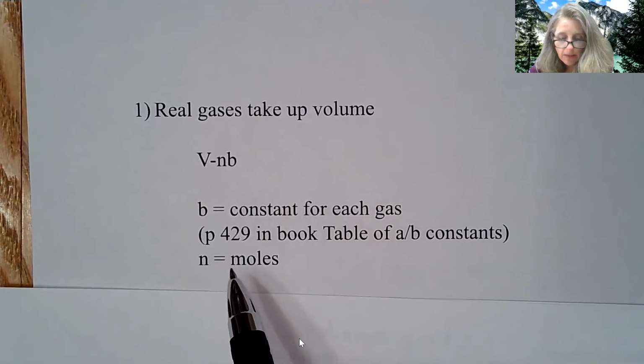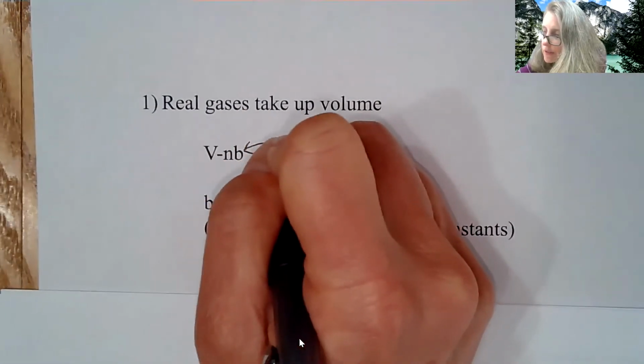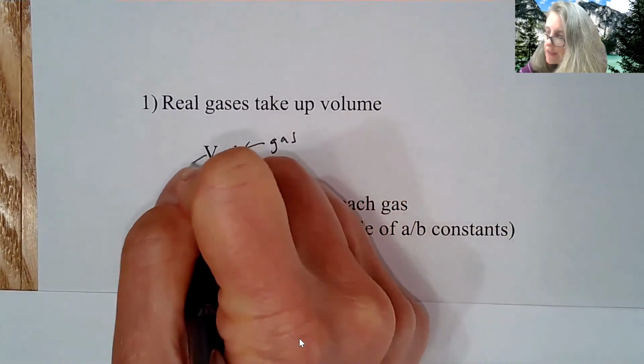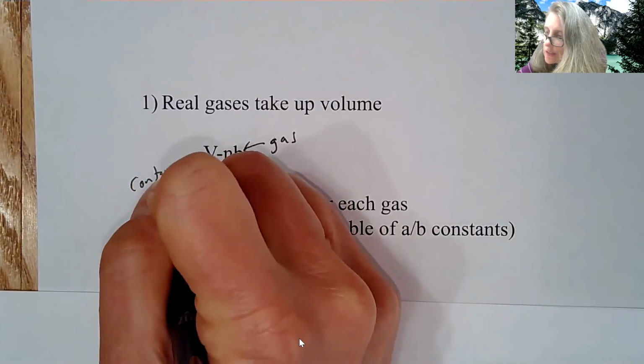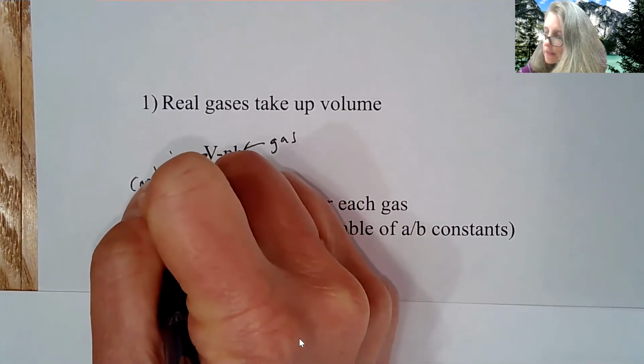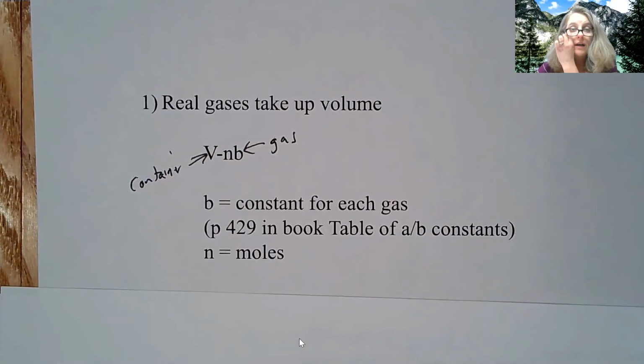And n is going to be the number of moles. This is going to be accounting for the gas itself, and this is going to be the container it is in. So again, remember that in the ideal gas law, the volume we always use is the container itself.